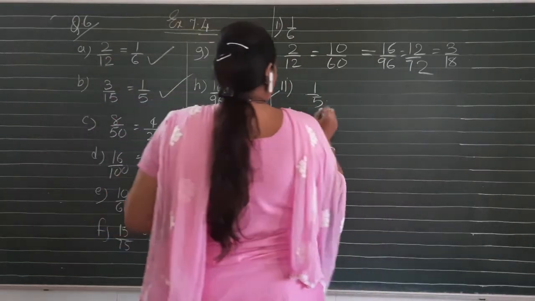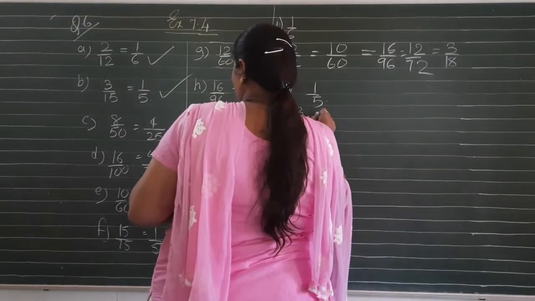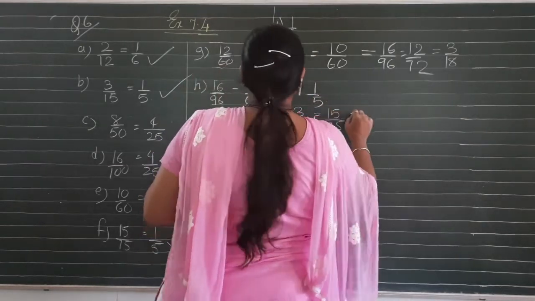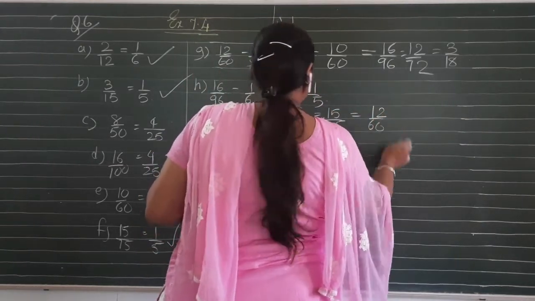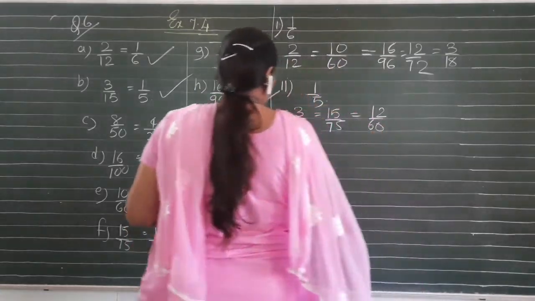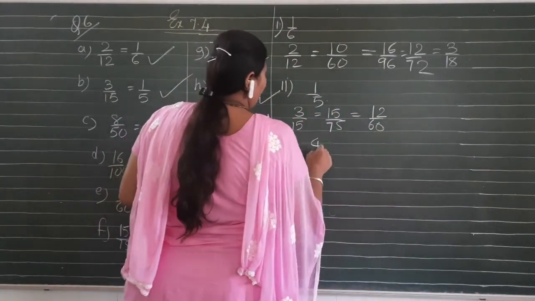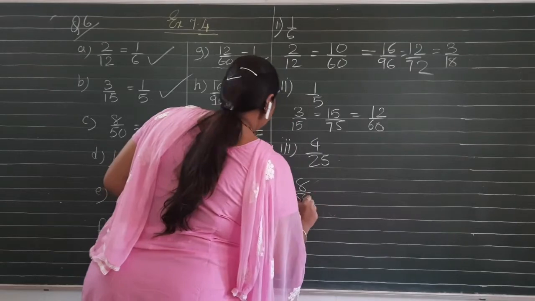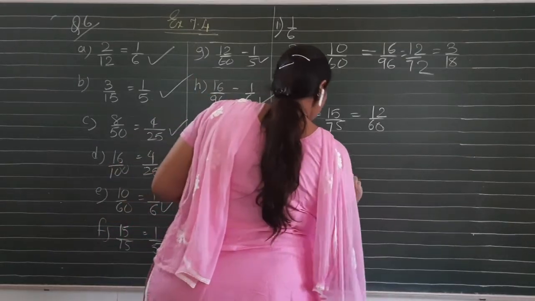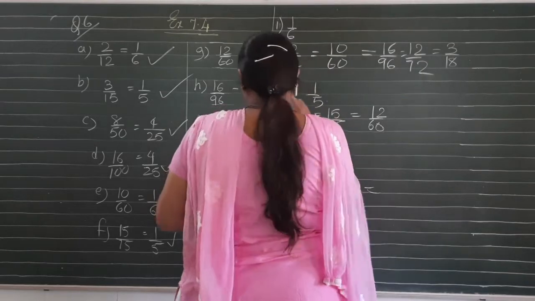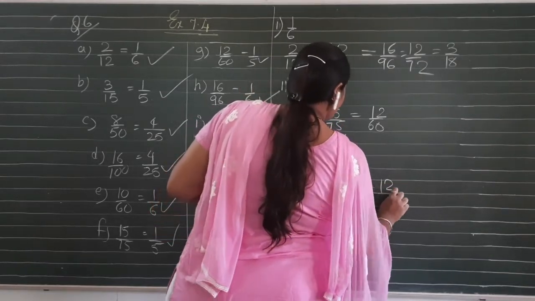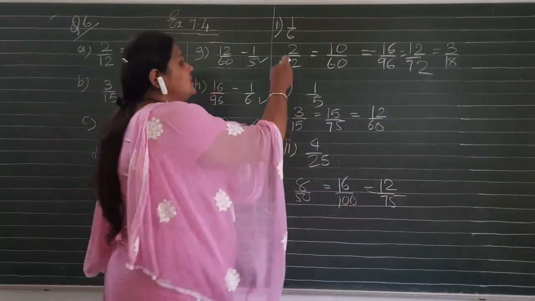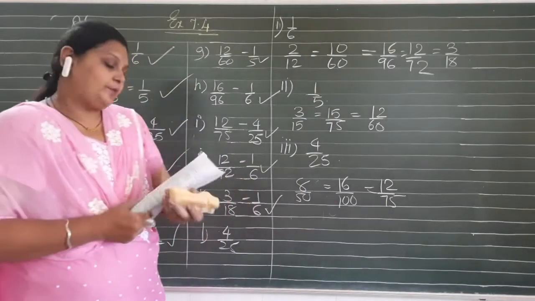Second group is of 1 upon 5. So 3 upon 15 is equal to 15 upon 75 is equal to 12 upon 60. Now remaining are of 4 upon 25. 8 upon 50 is equal to 16 upon 100 is equal to 12 upon 75. 4 upon 25 is already given, so need not mention. So these are the 3 groups of how we have to break.